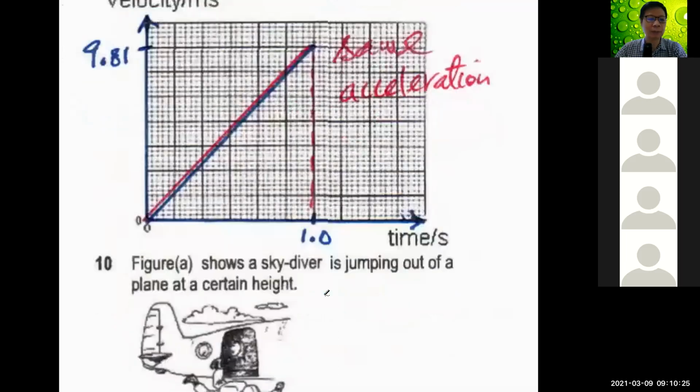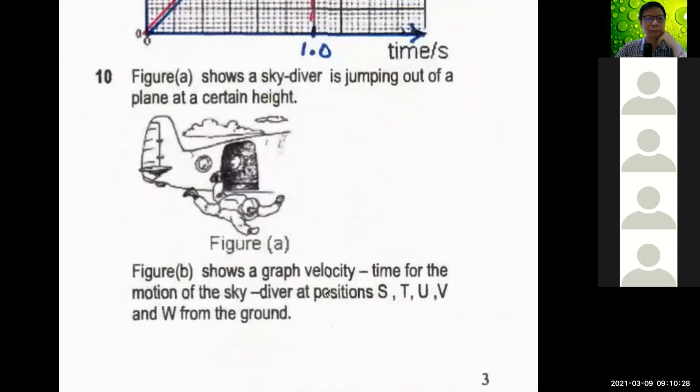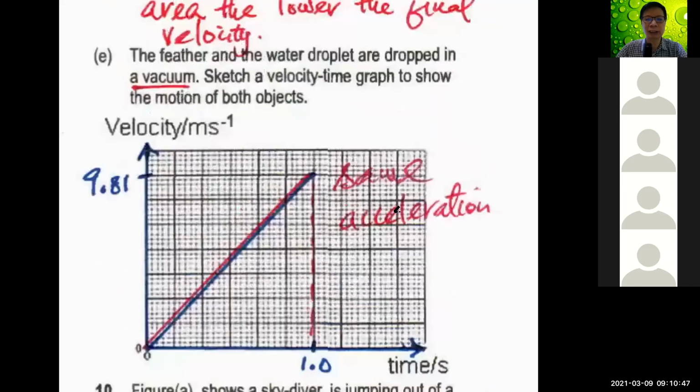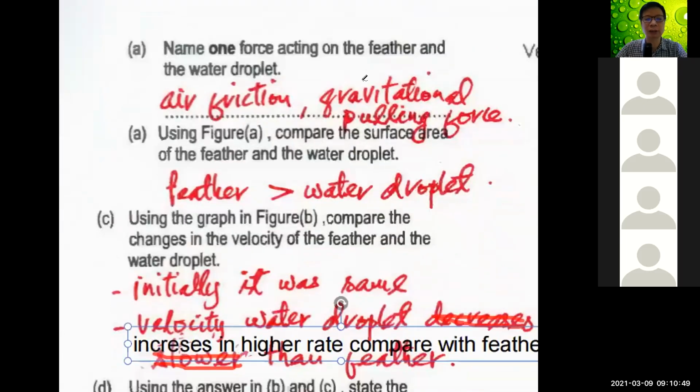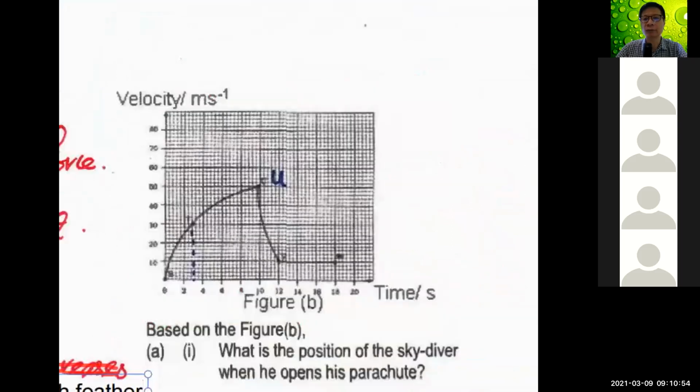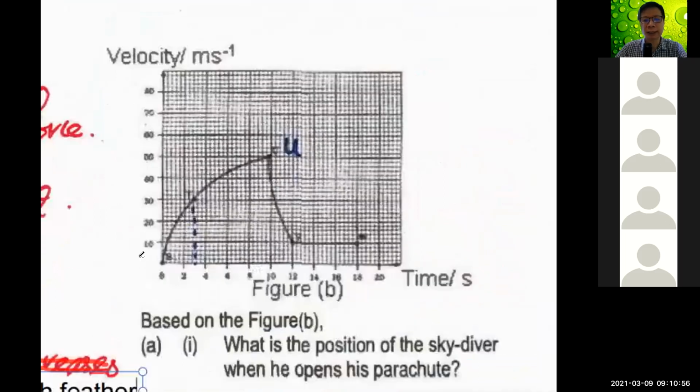Another question now, also an SPM question. The figure shows a skydiver jumping out of a plane at a certain height. You see the aeroplane, so this man jumps out now. So he's using a parachute, right? The figure shows a velocity-time graph for the motion of the skydiver at positions S, T, U, V, W, different positions. Now you look at the graph. Now the graph is like that. You notice that this is velocity, this is time.